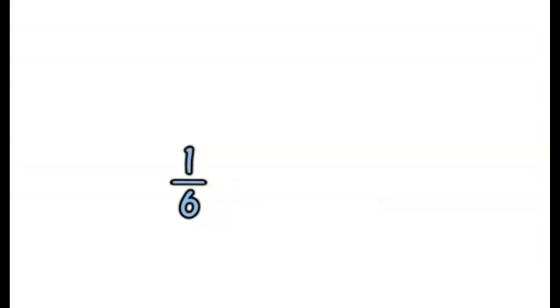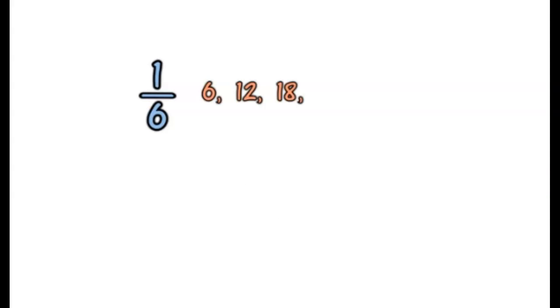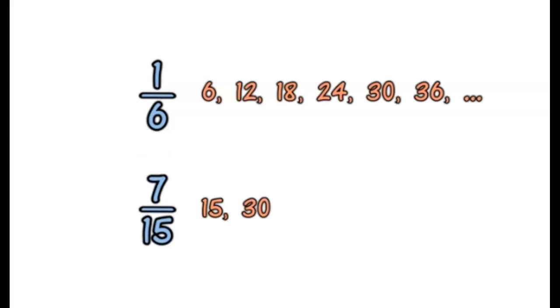Here's an example. What is 1/6 plus 7/15? The denominators are 6 and 15. Multiples of 6 are 6, 12, 18, 24, 30, 36. Multiples of 15 are 15, 30, 45, and 60. So the least common multiple of 6 and 15 is 30.